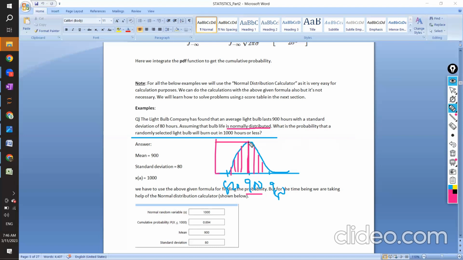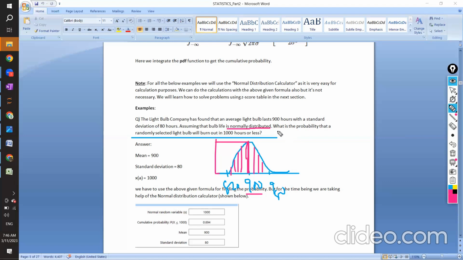Clear? Now he's asking, this is fine. Is this clear, guys? How did the problem become a normal distribution? Did you get that? Yes. Okay, fine. So 900 is the maximum.